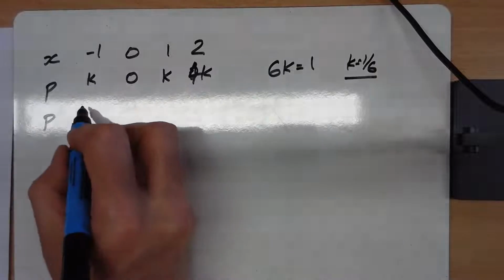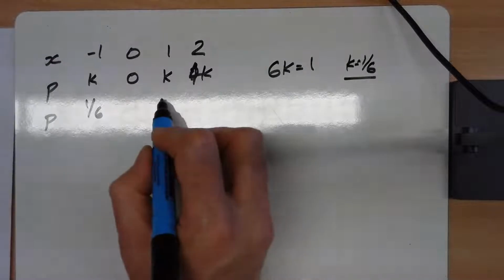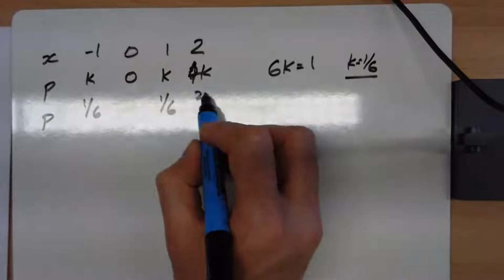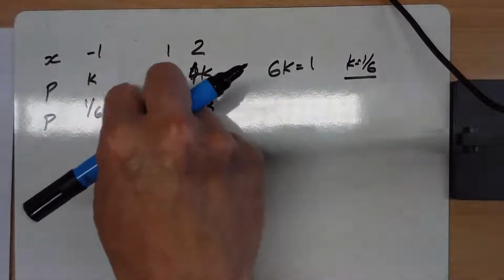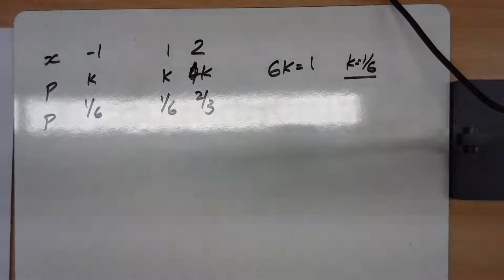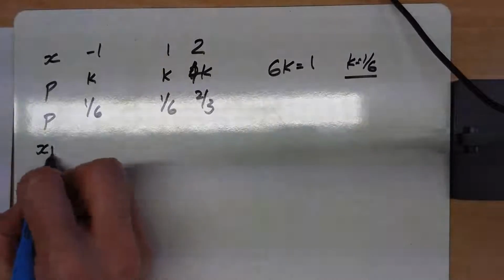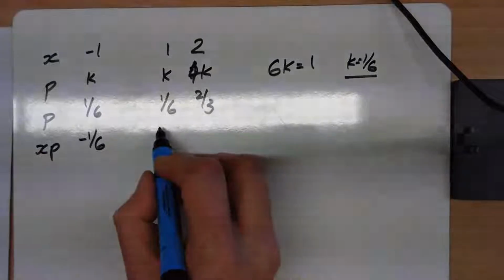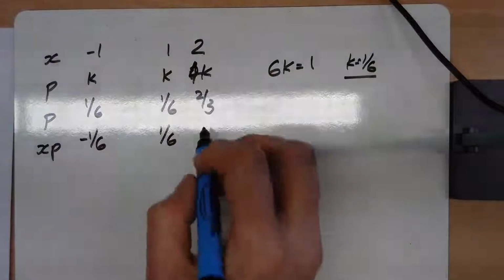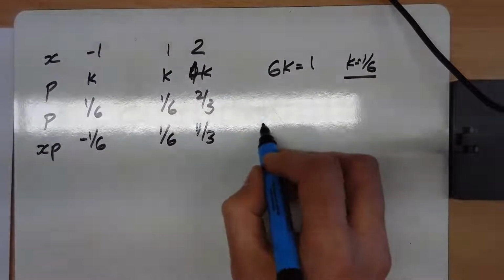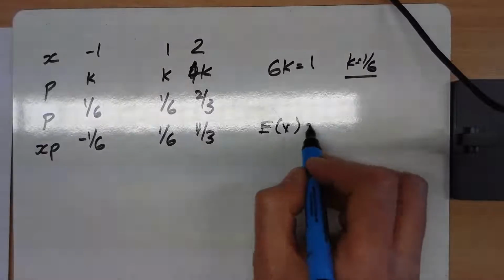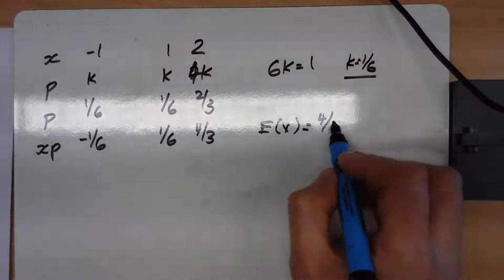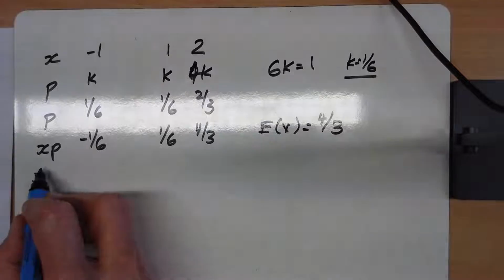Well, let's actually write down what these probabilities are. So we've got 1/6, 1/6, and 2/3. I'm actually going to get rid of that one there because it's just a distraction. And to find out the expected value of x, we're going to times x times its probability. So we've got -1/6 there, we've got 1/6 there, we've got 4/3 there. So the expected value of x is those things added up, which is 4/3.